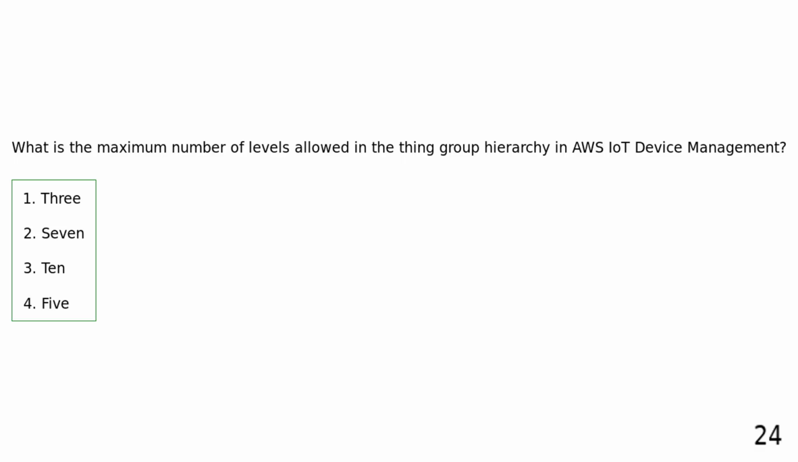What is the maximum number of levels allowed in the thing group hierarchy in AWS IoT Device Management? 3, 7, 10, 5.